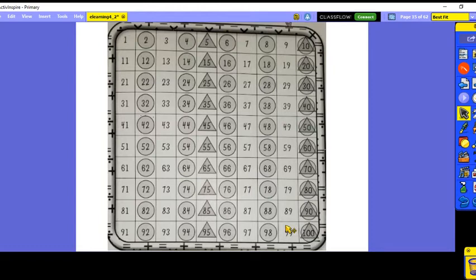Okay, so our circle counting was by twos. Now we're going to do the triangles and we're going to count by fives. 5, 10, 15, 20, 25, 30, 35, 40, 45, 50, 55, 60, 65, 70, 75, 80, 85, 90, 95, 100. That went a lot quicker.